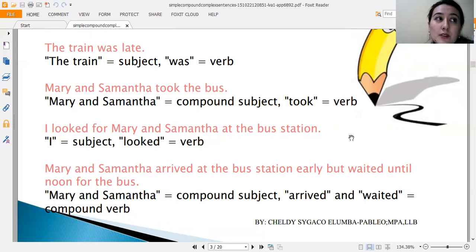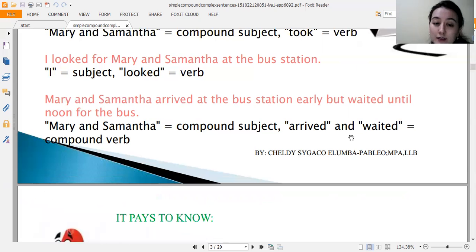If the verb was referring to two different subjects, that wouldn't be a simple sentence. But in this case, both verbs are about one and the same subjects. That's why this is also called a simple sentence.